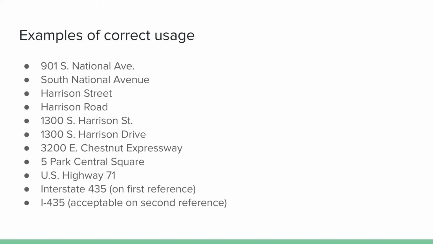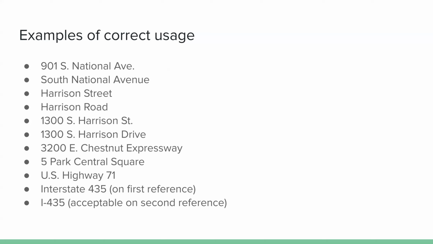All right, so to wrap up, here's some examples of correct usage. 901 South National Avenue, it's an address, so you notice South and Avenue are both abbreviated. If I say South National Avenue, no building number, so everything's spelled out. Same thing with Harrison Street or Harrison Road. But again, we throw that building number back in there and abbreviating happens. Okay, South Harrison Street. 1300 South Harrison Drive. Notice drive is spelled out because it is not one of the magic 3 that get abbreviated.